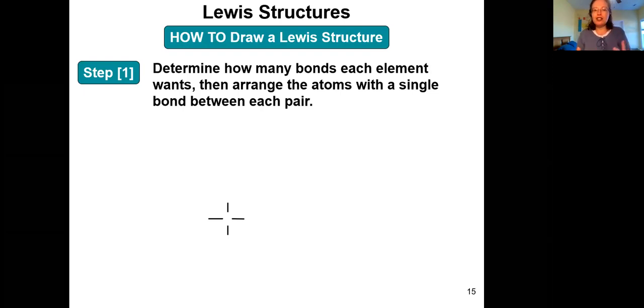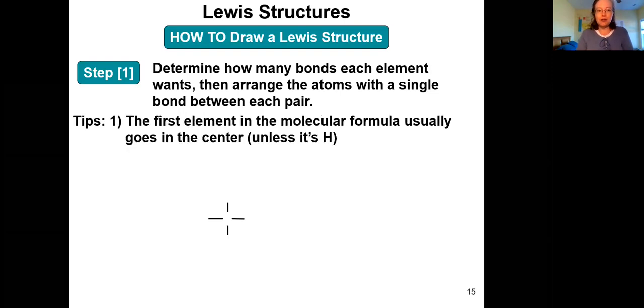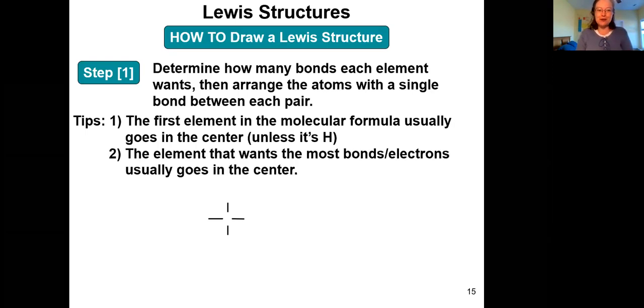Then you're going to arrange the atoms with a single bond between each pair of atoms. Tips: the first element in the molecular formula usually goes in the center, unless it's hydrogen. So remember, hydrogen gets 1 bond, he'll never be in the center. Number 2, the element that wants the most bonds or the most electrons, so he's going to make the most bonds, he usually goes in the center as well.